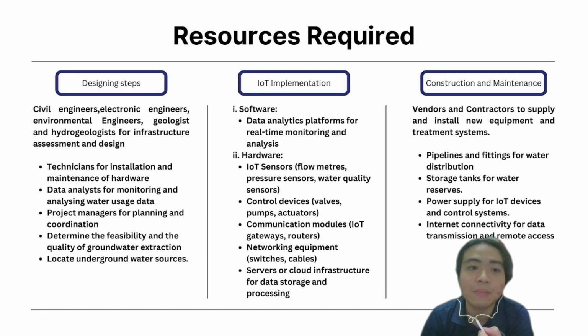And for the next step, IoT implementation, they are mainly divided into software and hardware. So in the software part, a data analytics platform is needed for real-time monitoring and analysis. And for the hardware part, IoT sensors such as flow meters, pressure sensors, and water quality sensors are needed, and control devices such as valves, pumps, and actuators are needed. And communication modules such as IoT gateways, routers, and networking equipment are also needed in this stage. And of course, last but not least, servers and cloud infrastructure are important for the data storage and processing in this step.